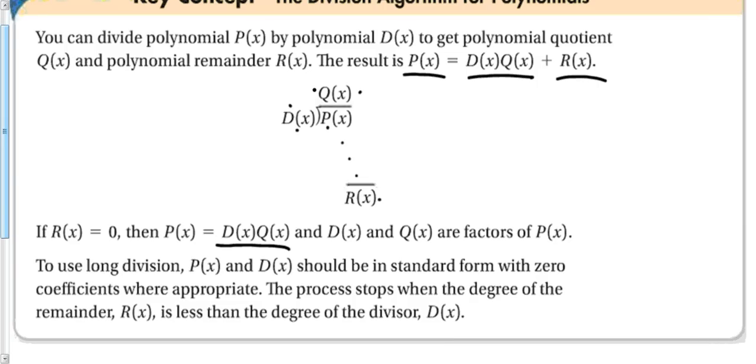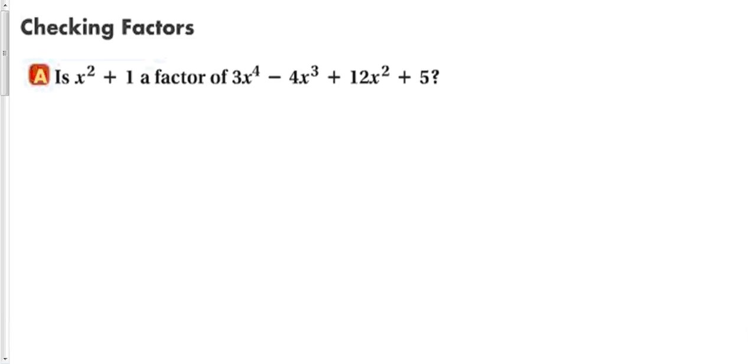To use long division, p of x and d of x should be in standard form with 0 coefficients where appropriate. This is very important, okay? You need to include 0 coefficients as placeholders if they are not there. The process of long division stops when the degree of the remainder r is less than the degree of the divisor. So what do we mean by this? What do we mean by 0 coefficients? If we have a problem that looks like this, I must notice that my divisor is missing an x term, and my original polynomial is also missing an x term.